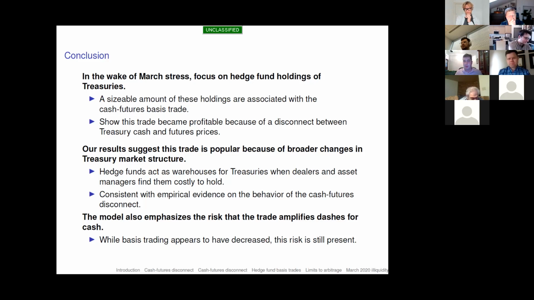And while this trading seems to have decreased quite a bit following March, we think this risk is still present, and it's still important to think about how to deal with it and what the consequences are of larger hedge fund holdings of treasuries generally.